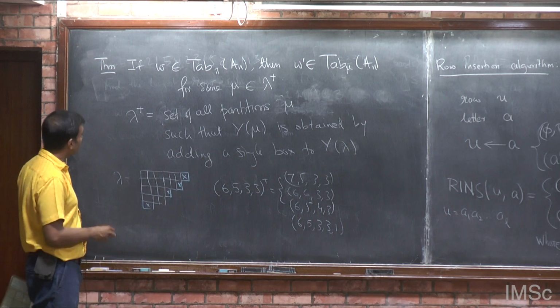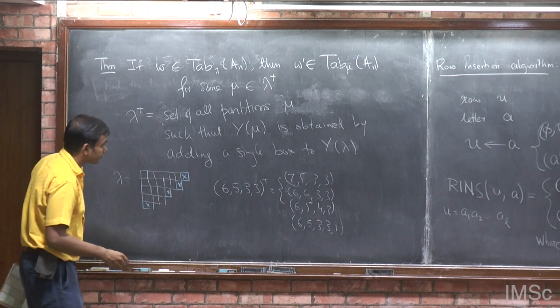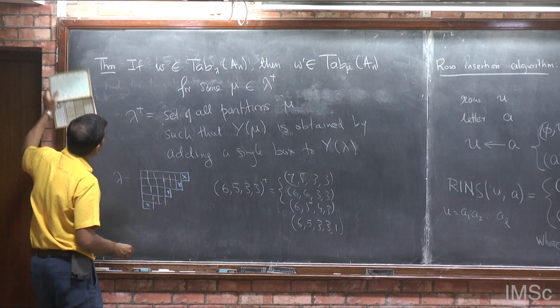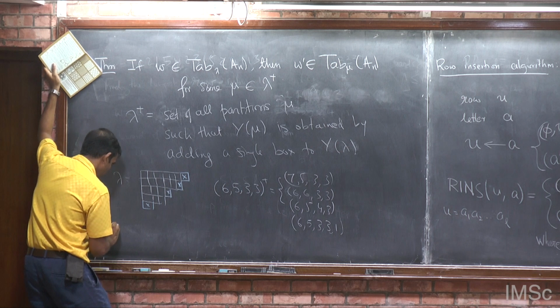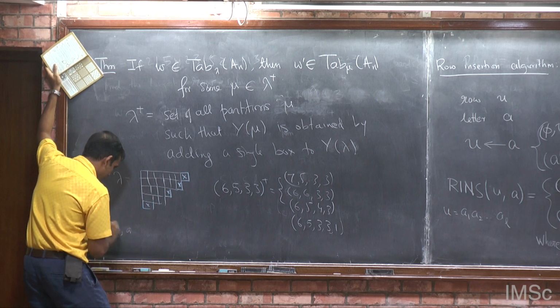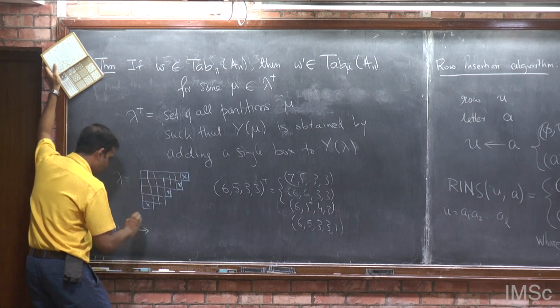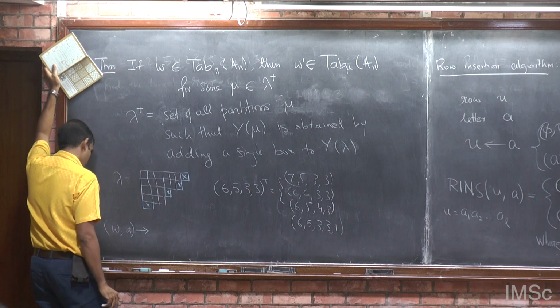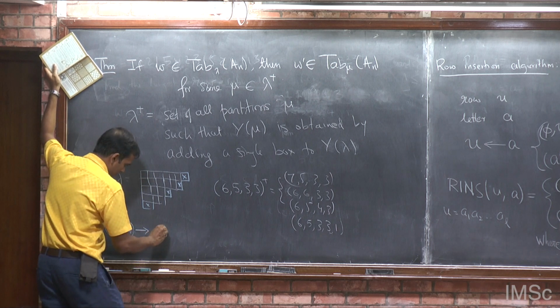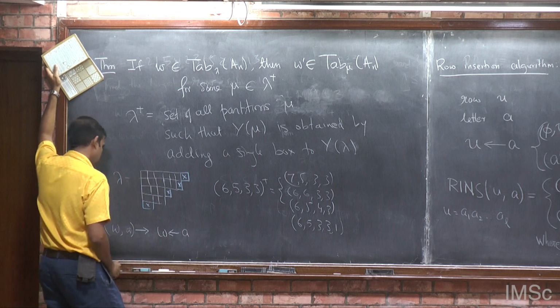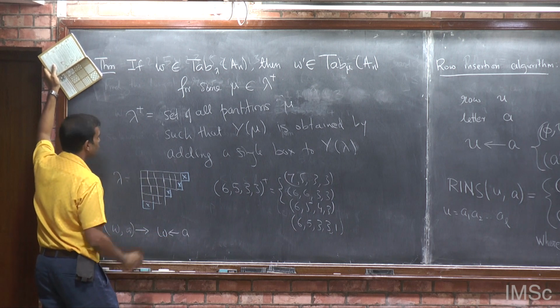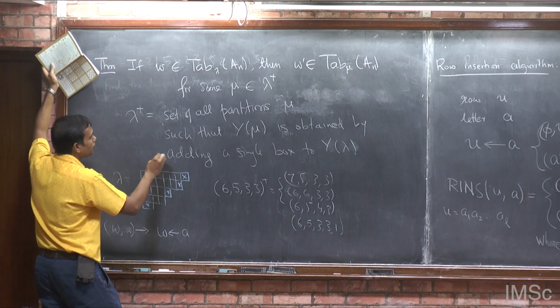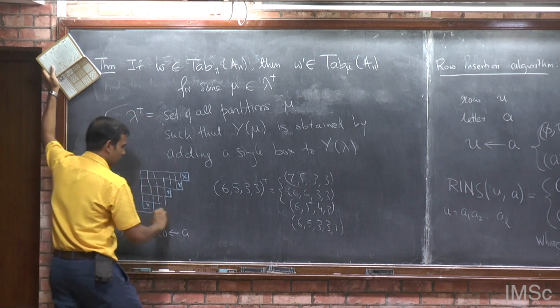Okay, and moreover, this process, W comma A, goes to... this insertion gives rise to a bijection. So, I am continuing the theorem; this is sort of a parenthetical definition and example.